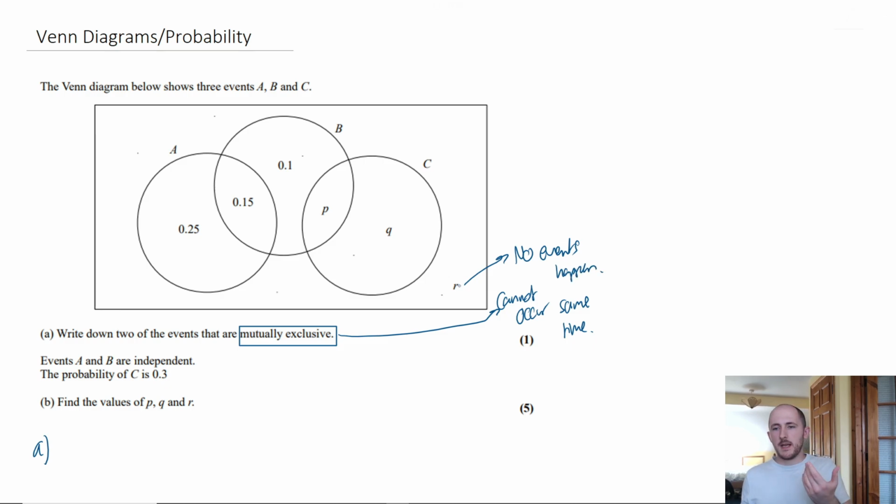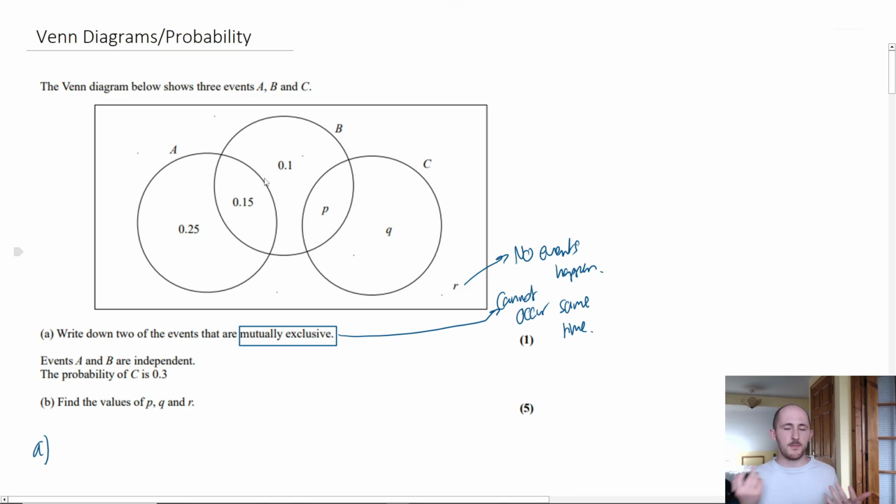Okay. If there is an overlap, it means that both of those events happen at the same time. So the number here, 0.25, is the probability that just A happens. It's not the probability that A happens, it's the probability that only A happens, because there is a slight difference. This number in the middle, however, is an overlap between A and B. That is the probability that A and B both happen.